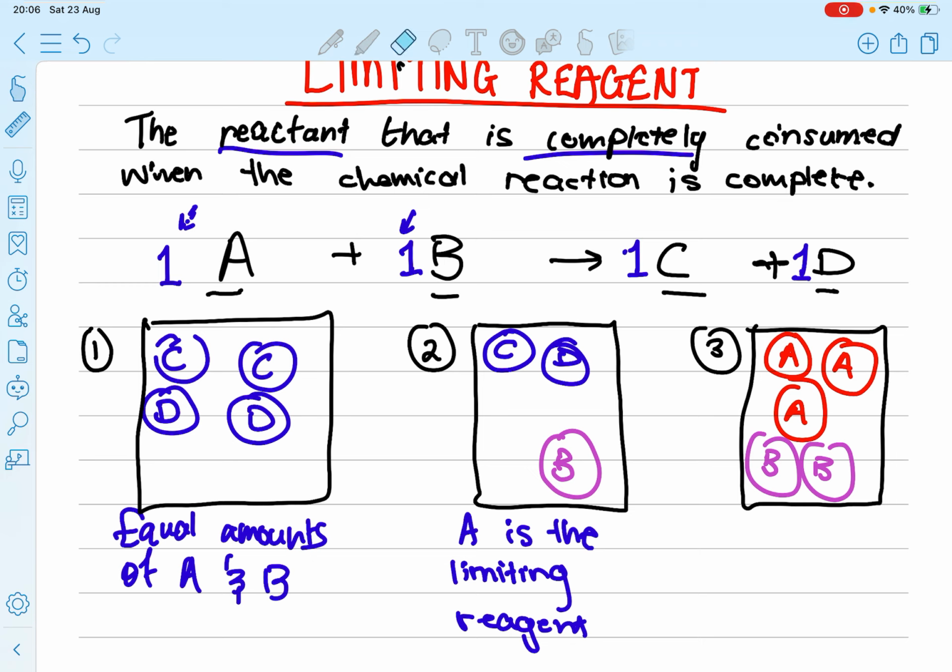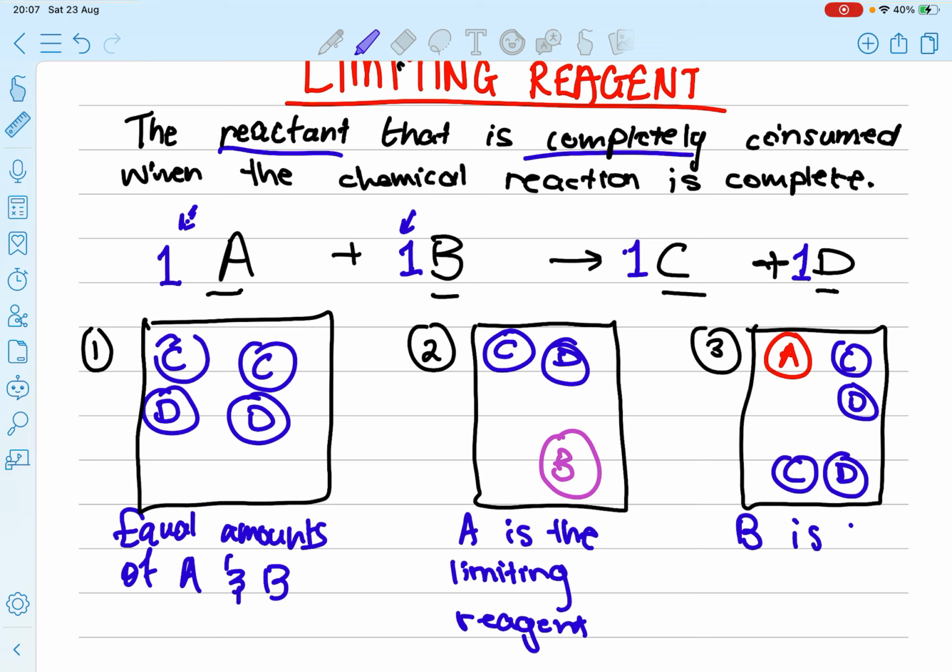Situation number 3. 1 A mole, 1 B mole form C and D. What's next? We do not have a B mole. We don't have 1 mole of B to react with that 1 mole of A, which means that B is the limiting reagent here. B is the one that limits our reaction.